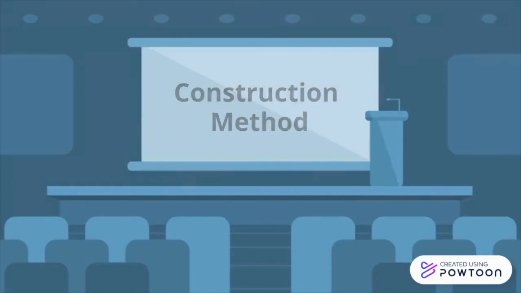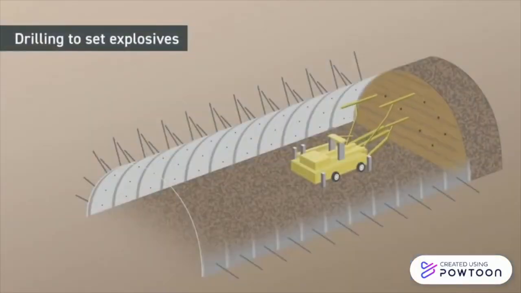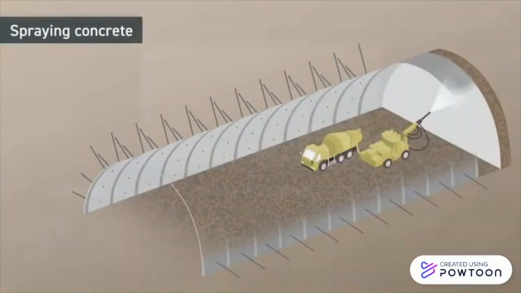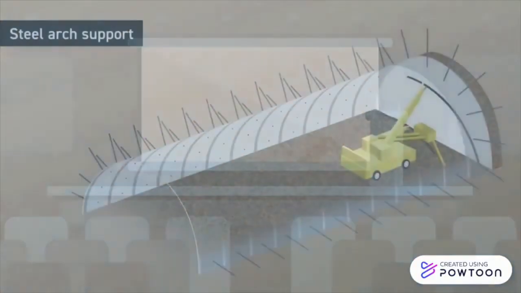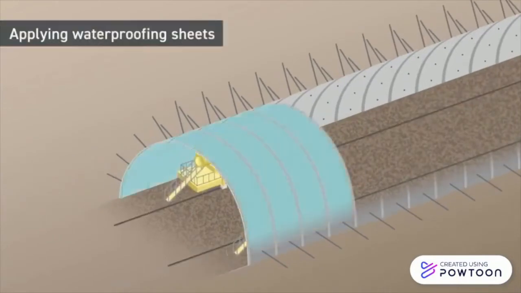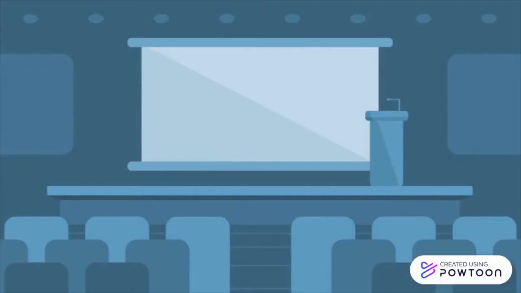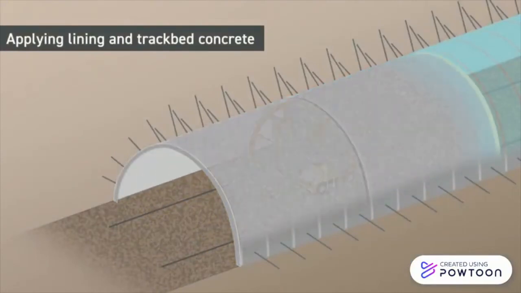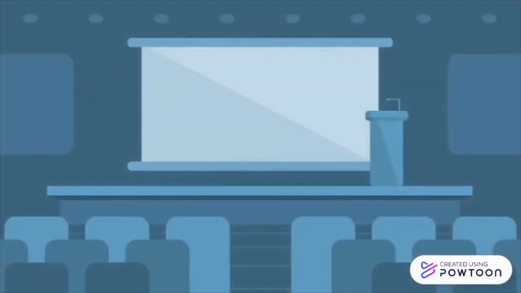The method starts with drilling to set explosives. After that, don't forget to remove waste soil. Continue the method by spraying the concrete and then inserting all the rock bolts. The next step, continue with the steel arch support and then apply waterproofing sheets. Last but not least, apply lining and track bed concrete. Tunnel construction is completed through these processes.